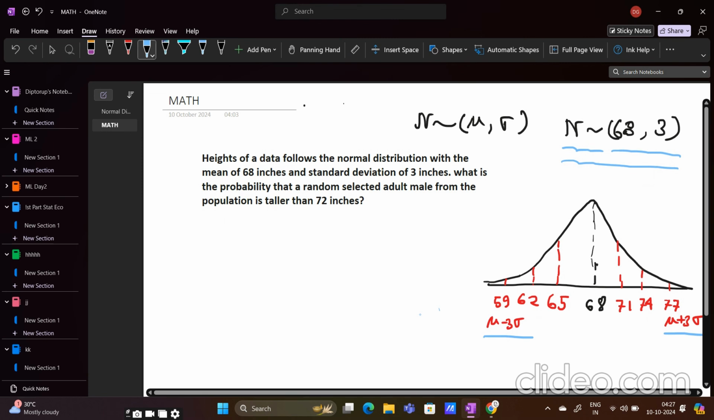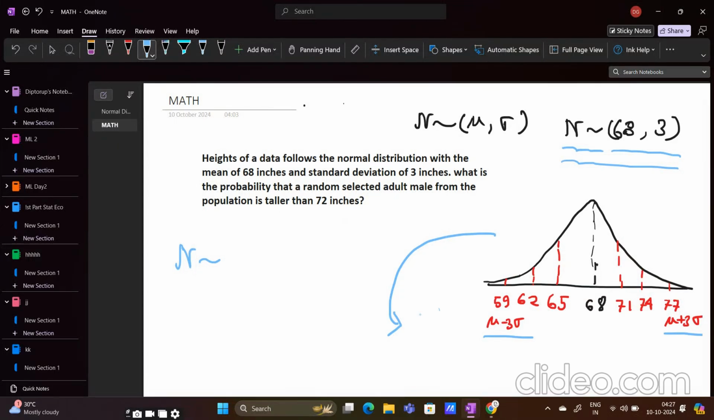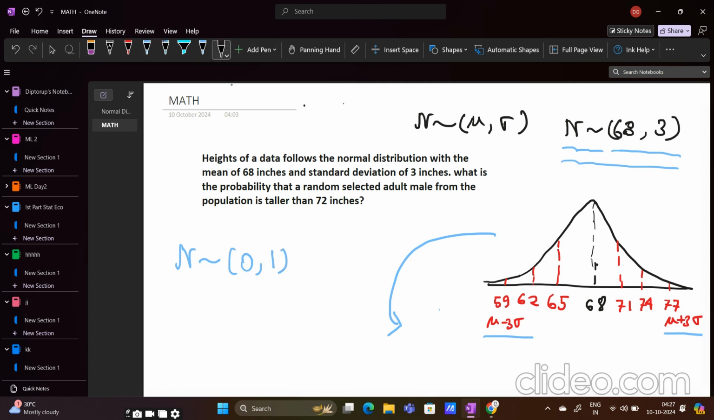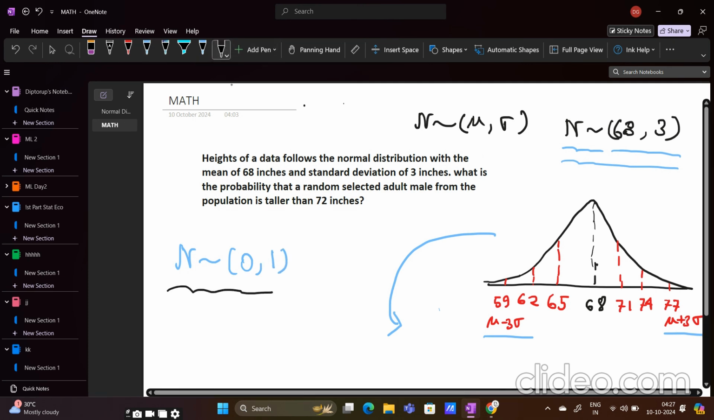Now we want to convert this into a standard normal variate. What is a standard normal variate? It is a special case of the normal distribution where the mean is 0 and the standard deviation, or the variance, is 1. This special case of the normal distribution is known as the standard normal variate.